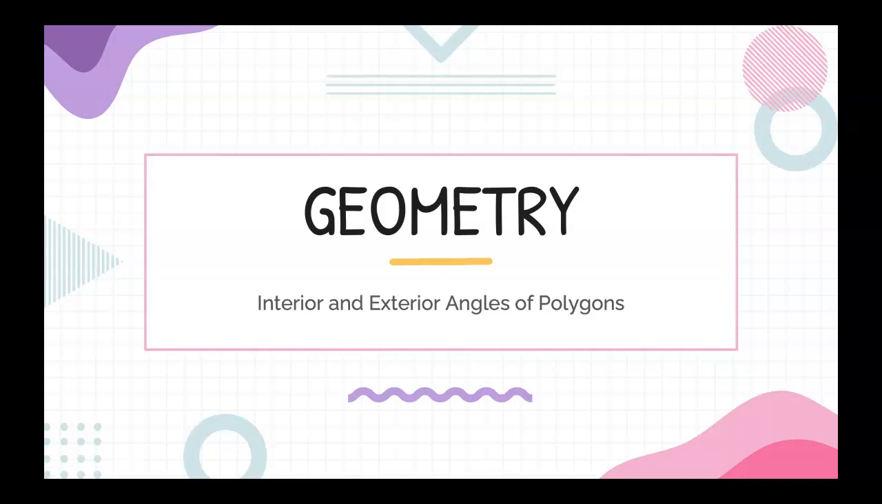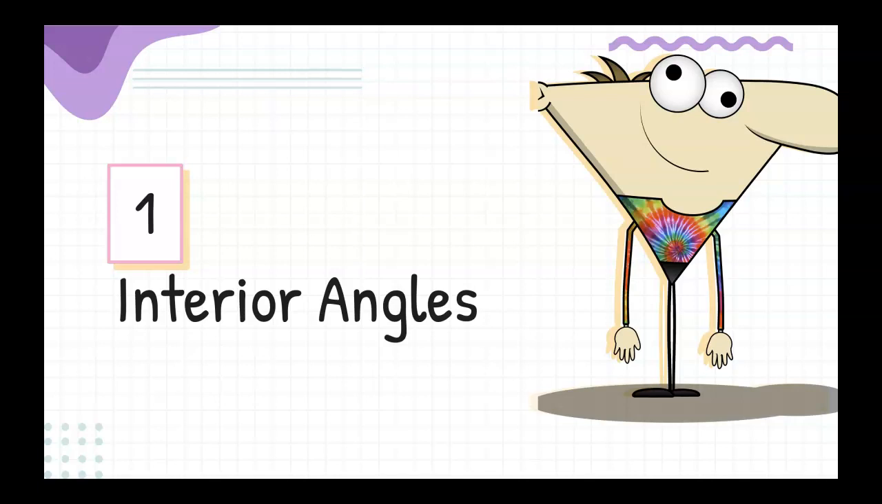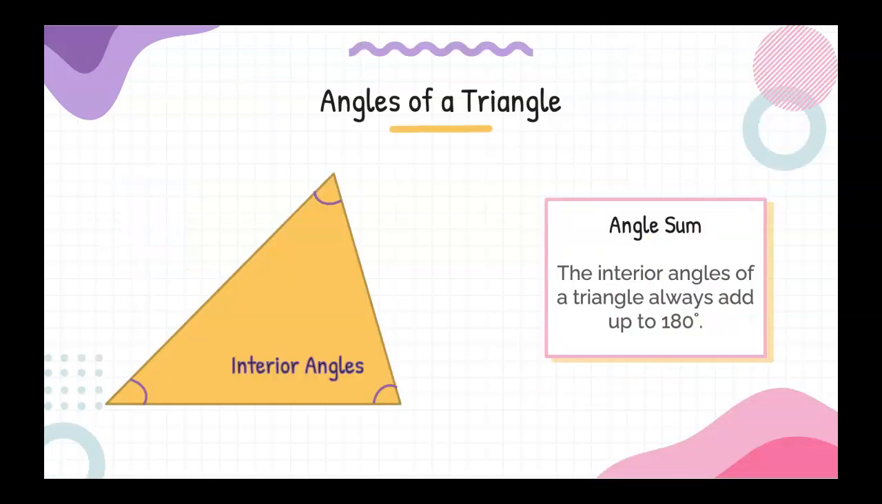In this lesson, we'll be learning how to find interior and exterior angles of polygons. Let's start with interior angles. The interior angles are the angles inside of a shape, and it's important to note for all of these problems that whenever you have a triangle, the interior angles of any triangle always add up to 180 degrees.